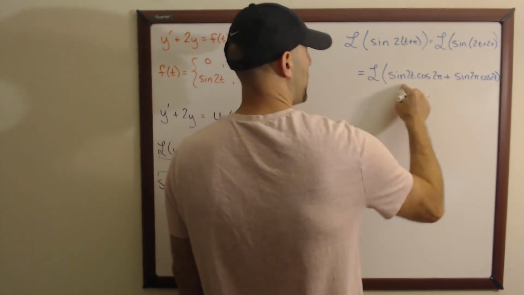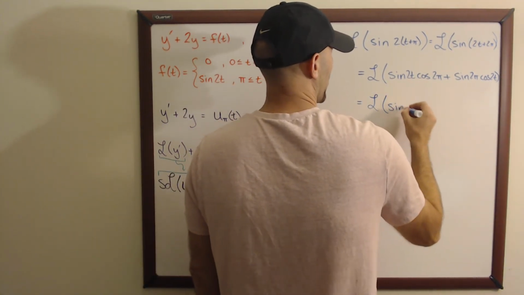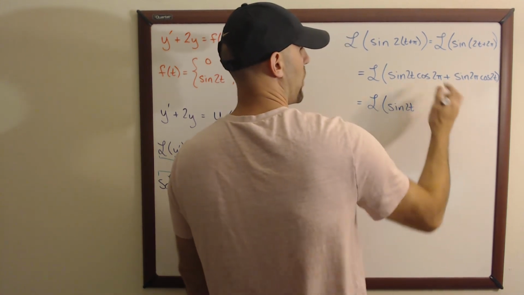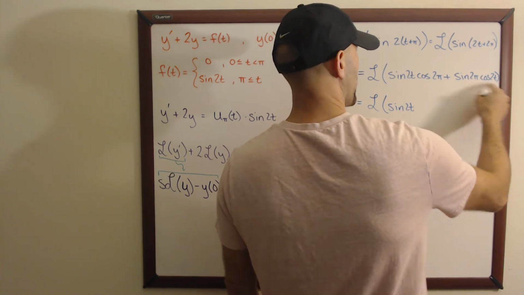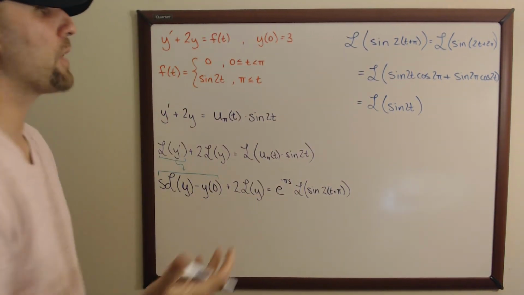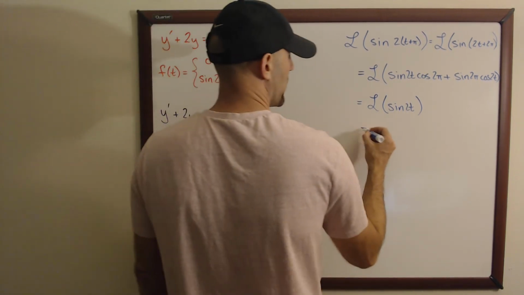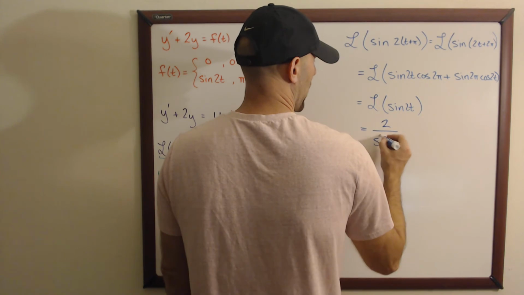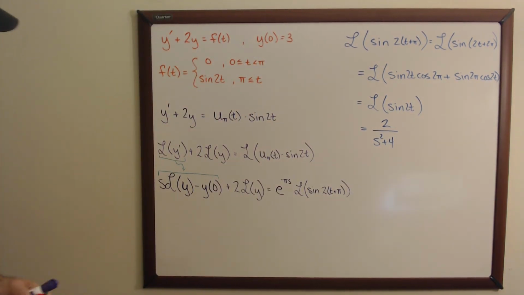But cosine of 2 pi is 1, so that's sine 2t times 1. And sine of 2 pi is 0, so 0 times cosine of 2t. Yeah, so I get away with having a really nice Laplace transform here, because this is just 2 over s squared plus 4. All right, fantastic.